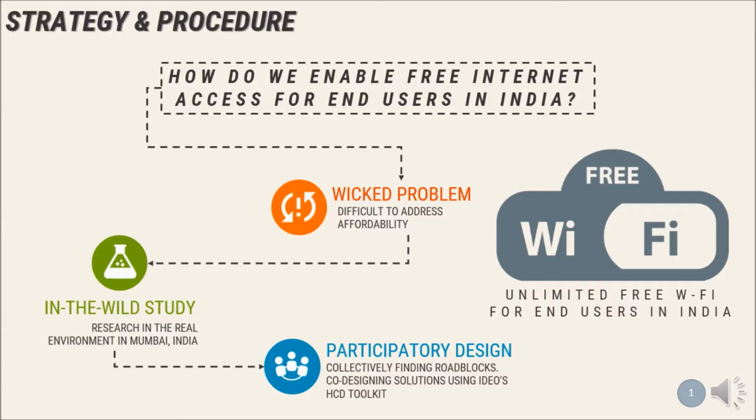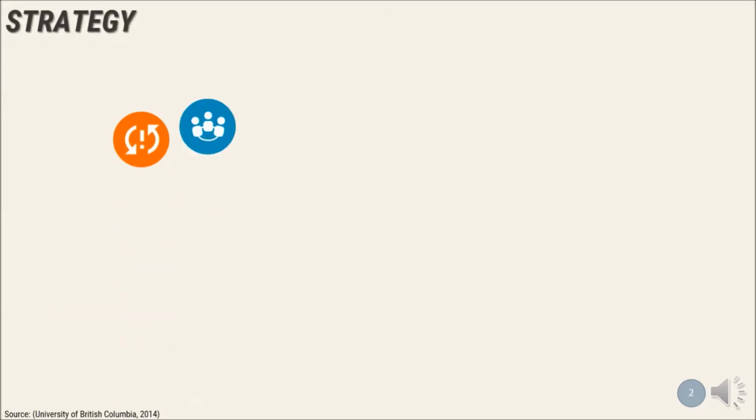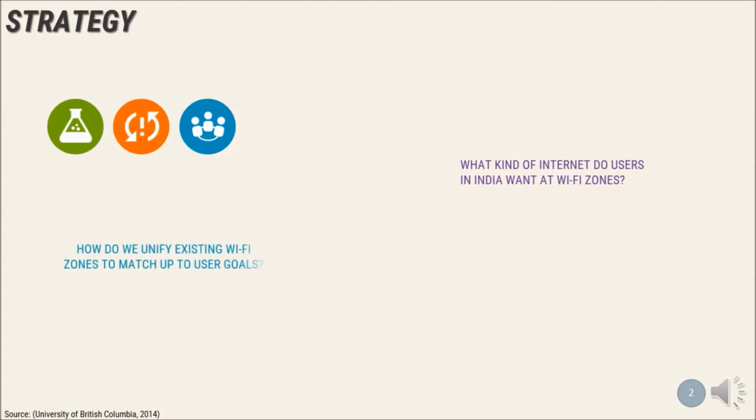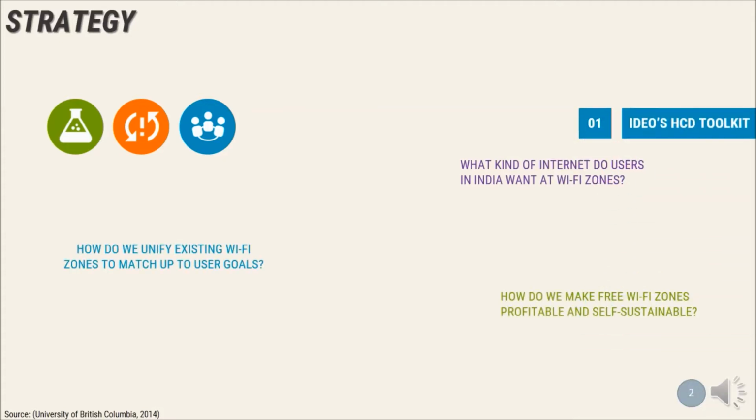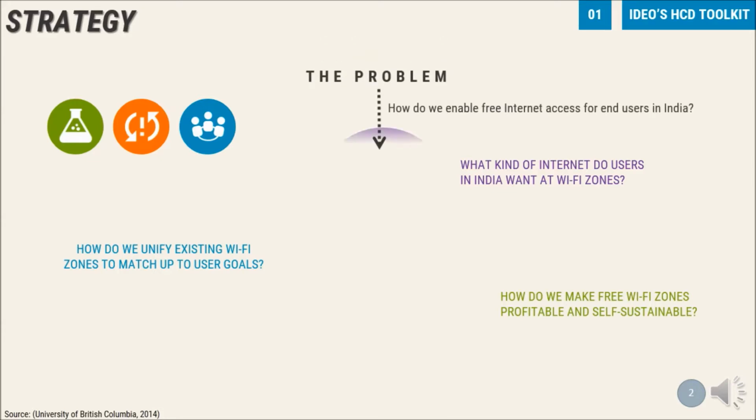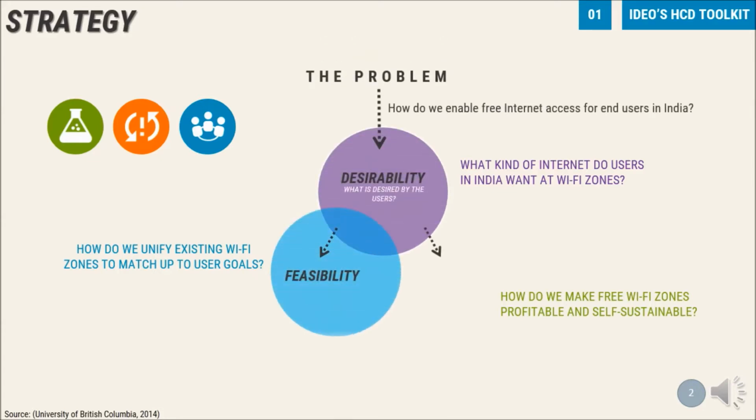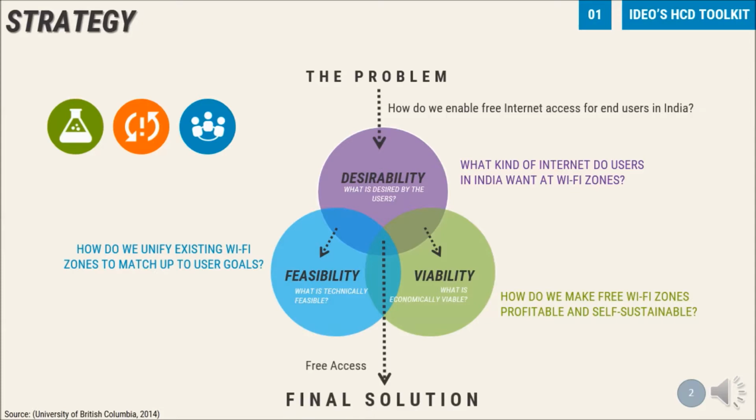Participatory design is an approach to design attempting to actively involve all stakeholders in the design process to help ensure the result meets the needs and is usable. My idea was to organize the participatory design community in a way that could solve three problems. What kind of internet service do users in India want at Wi-Fi zones? How do we unify existing Wi-Fi zones to match up to user goals? And how do we make free Wi-Fi zones profitable and self-sustainable without government funding?